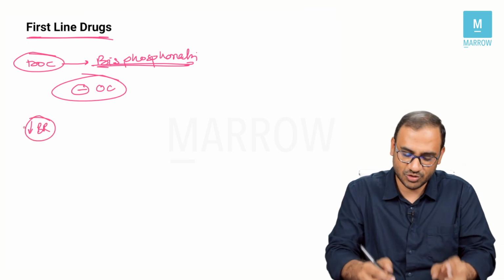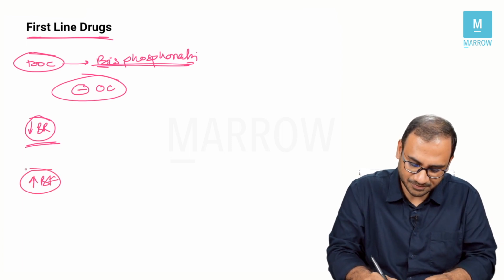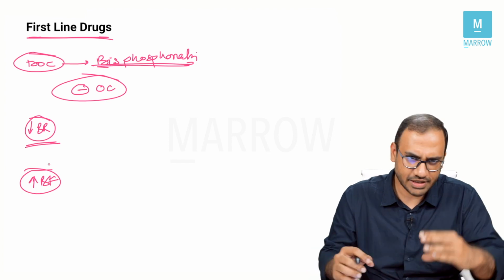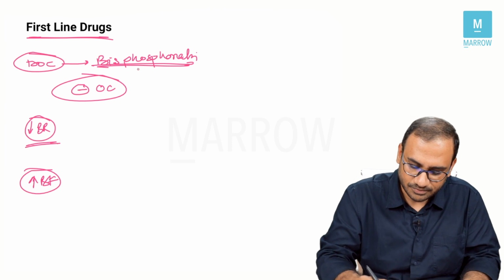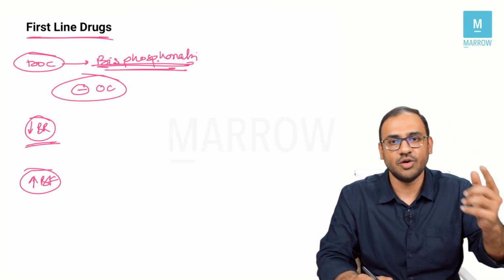So the aim here is to either decrease bone resorption or increase bone formation to maintain the quantity of the bone. That's what I told you, right? Decrease the bone resorption or increase the bone formation, or do both if you can. So bisphosphonates, by virtue of inhibiting osteoclasts, decrease bone resorption.